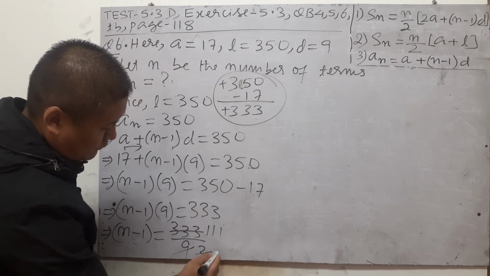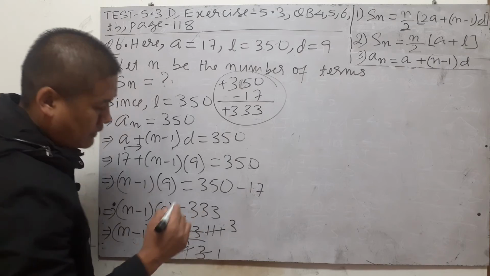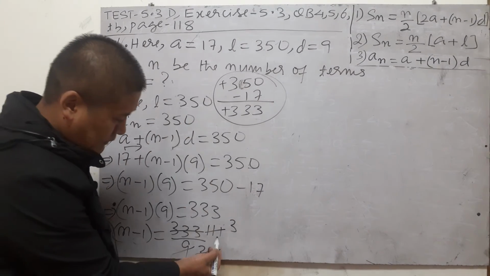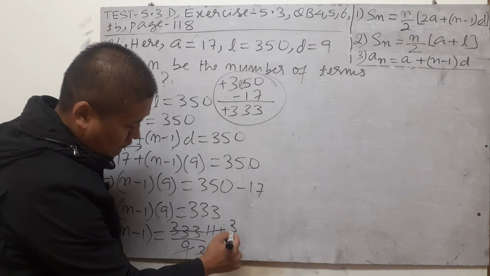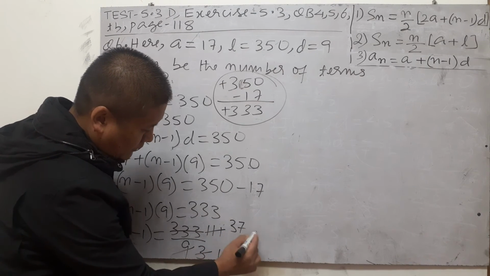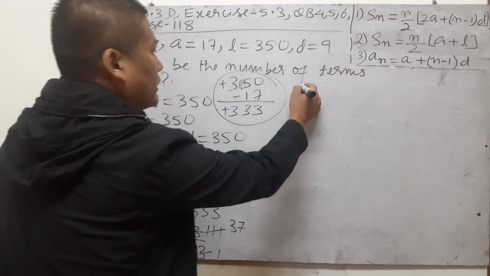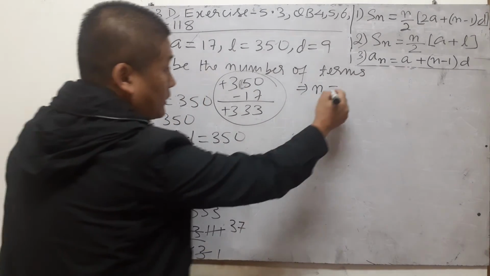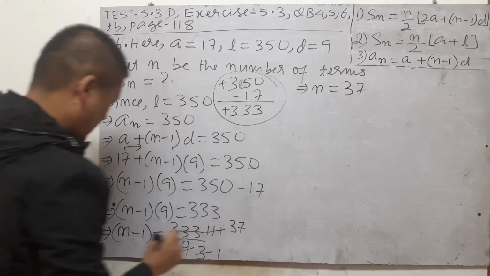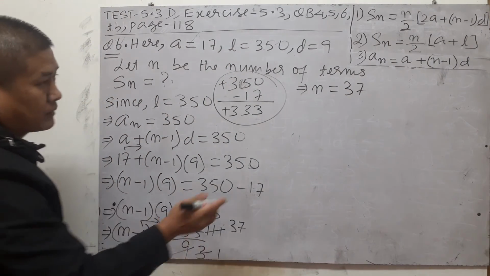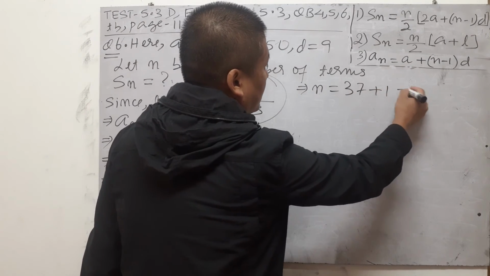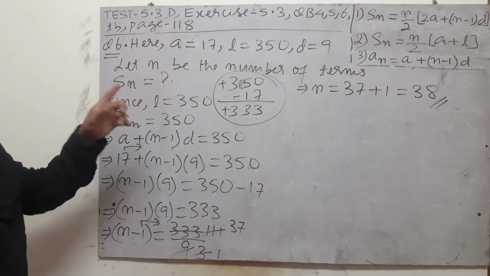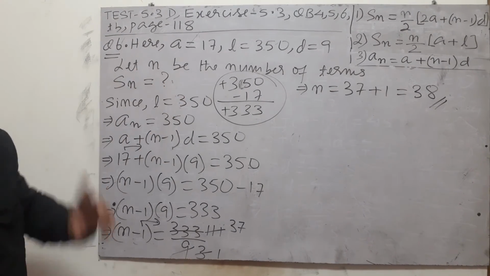Dividing 333 by 9, we get after cancellation 37. So n minus 1 equals 37. If you shift this minus 1 to the right side, it becomes plus 1. So the total number of terms in this case is 38. So n is done. Now we have to do the sum.